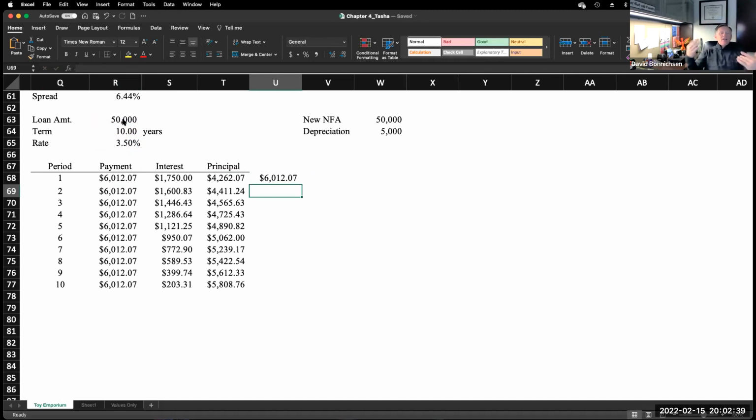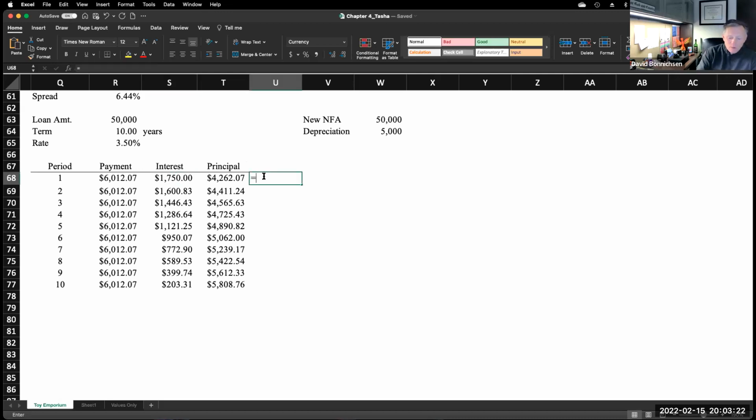But that doesn't tell us how much of that $6,012.07 is related to interest, because it's the interest that we get to deduct off of our income statement to lower our tax burden, right? So we need to isolate what portion of that $6,012.07 payment is specifically related to interest. And guess what? Excel has a formula for that too. IPMT, interest payment.